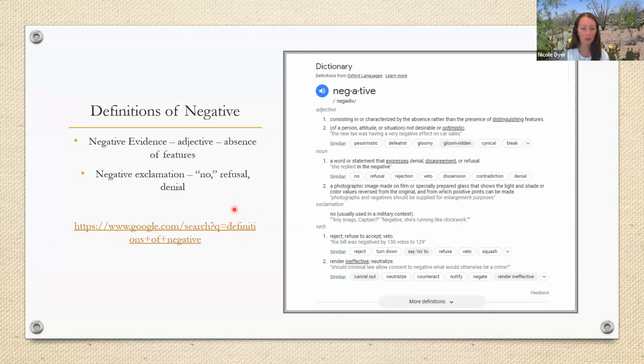So if we get those two mixed up, then it can be tricky to think of negative evidence because sometimes the answer to our research question is no. So does that make it then negative evidence? And no, it doesn't. So we need to look at that more and examine it closer. In negative evidence, we're looking for the absence of something that's expected.